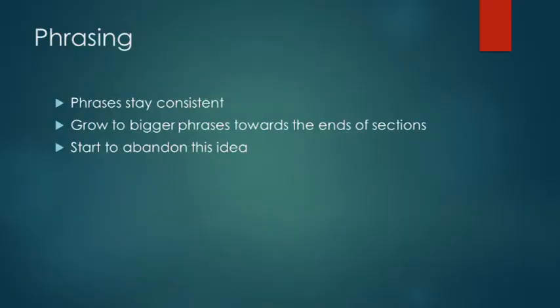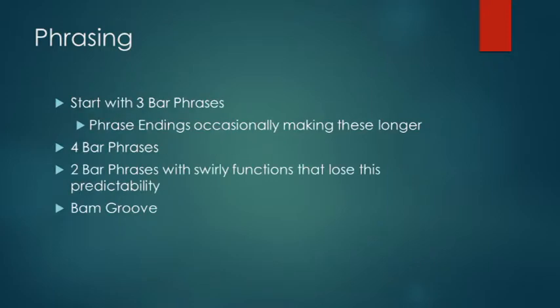The last element in process two is phrasing. Phrasing starts out incredibly consistent in the A section with three-bar phrases, but then towards the B section, we start to change that, move to 4-bar phrases, then 2-bar phrases. As we abandon this idea, the keys and stuff get swirly, so we don't really have landing spots as we move through C and D to transfer until we get to E and we begin that 4-4 groove section.